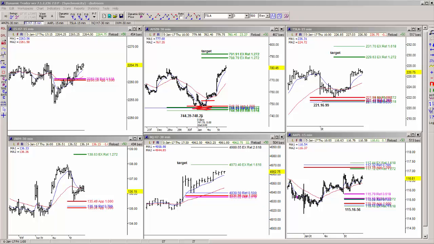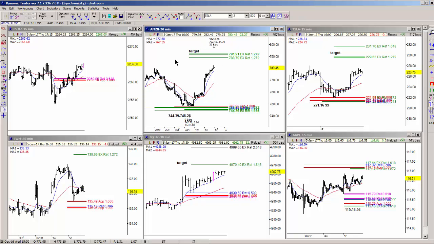Our risk initially was defined underneath this cluster or underneath the low that was made prior to your buy trigger. And so far we've seen a really beautiful rally off of this area. So for example, off of that setup, there has been a rally of $34.70 so far.